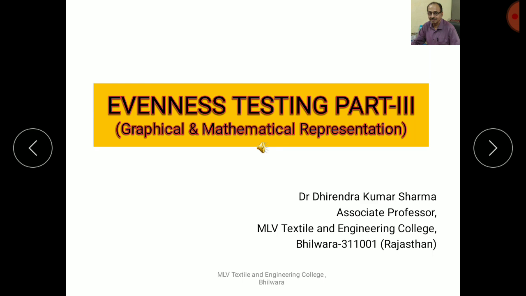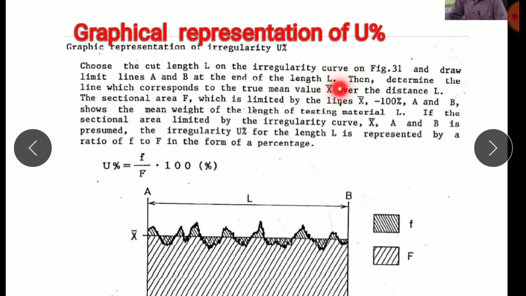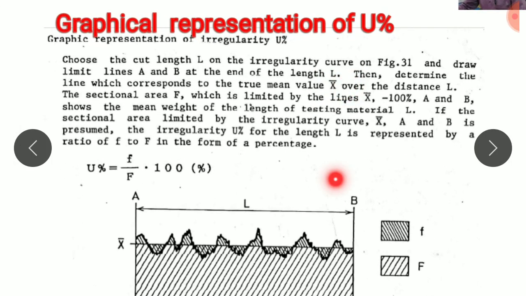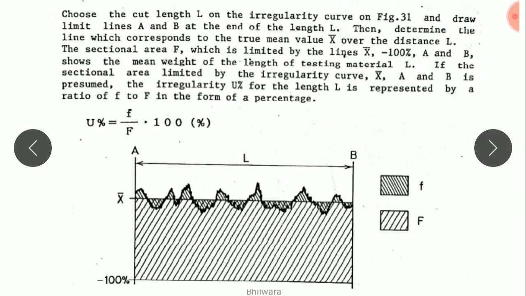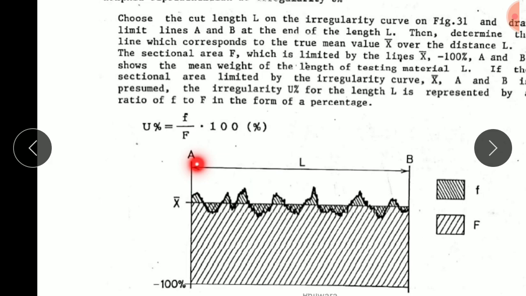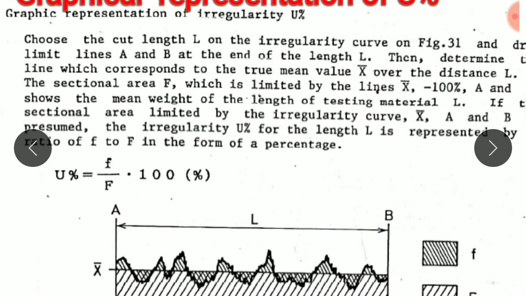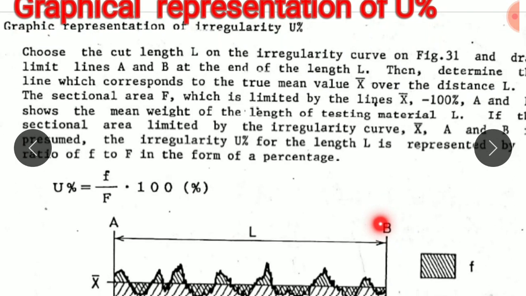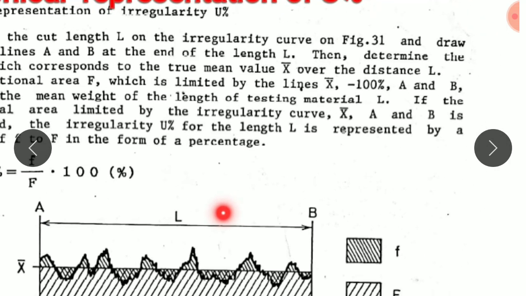Secondly, the variations in mass per unit length can be understood with the help of CV percent and U percent. So today we will discuss the graphical representation of U percent. Let us take this length L of the material, which is between two lines A and B. So L is the total length of the material that we have tested.